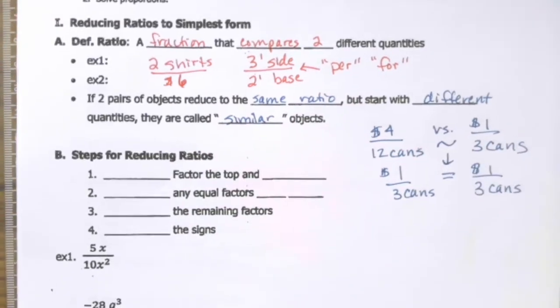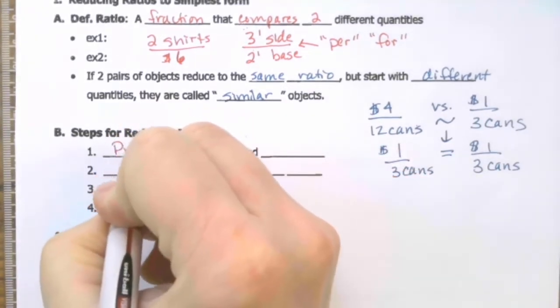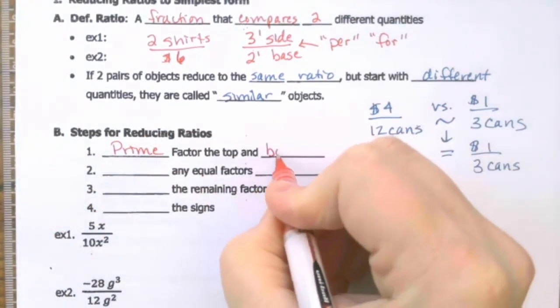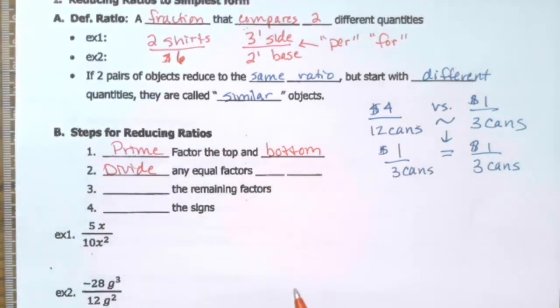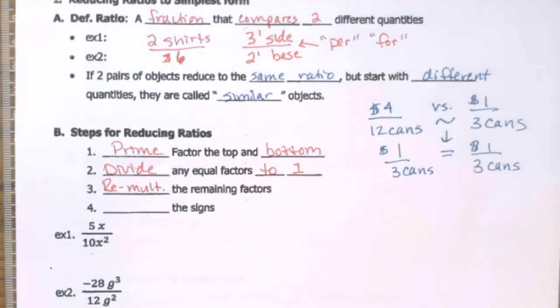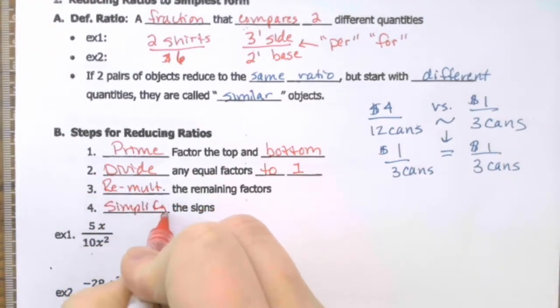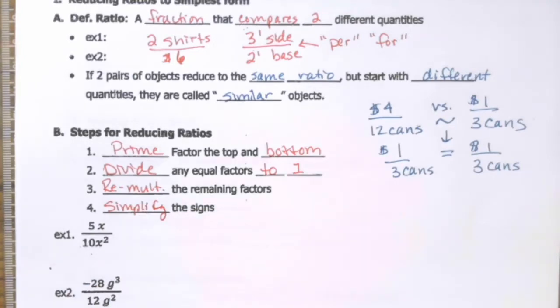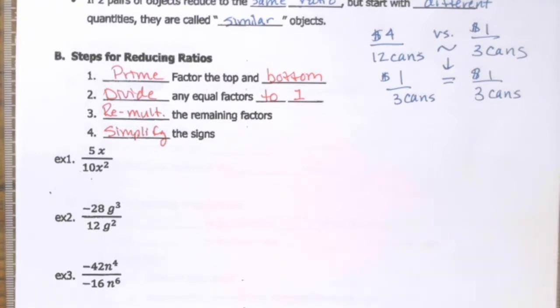These two ratios are similar because they reduce to something that is equal. So the process for reducing, there's some steps. The first step is to prime factor the top and bottom of the ratios, divide any equal factors to 1, and then re-multiply the remaining factors. You also must simplify the signs. So we're going to start with just basic quantities, and then we'll work our way up to actual units and how we deal with them.